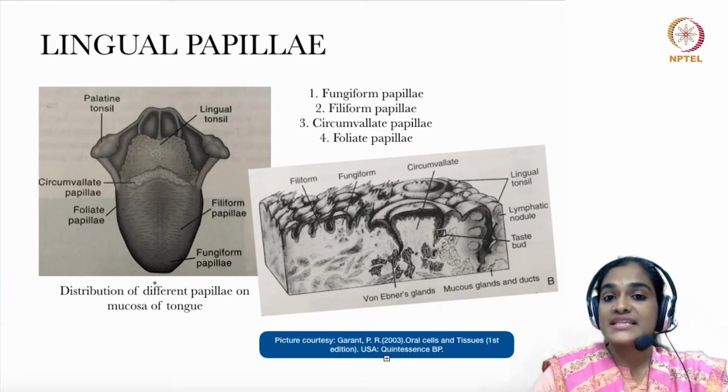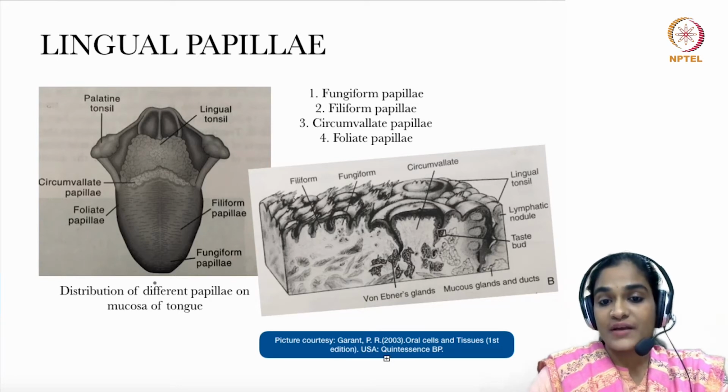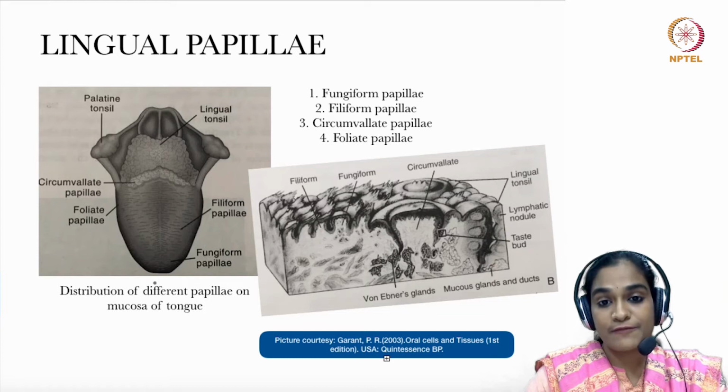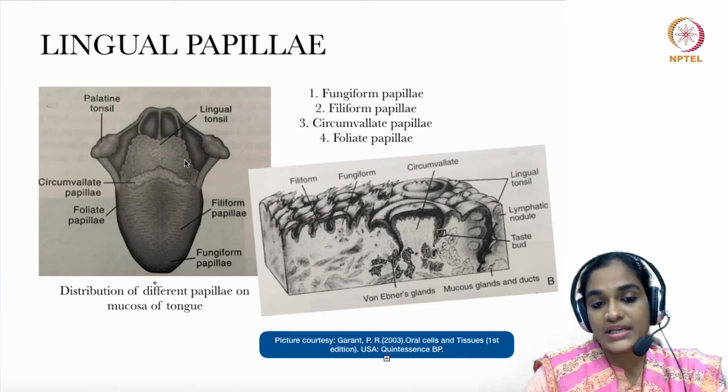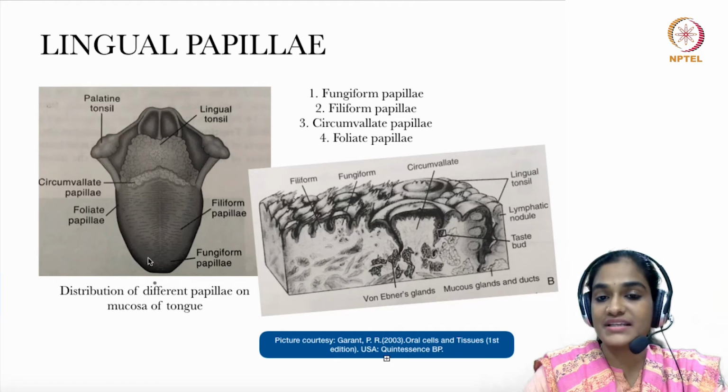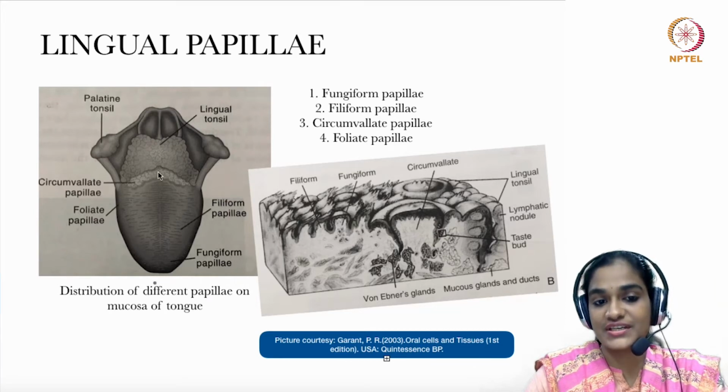There are various lingual papillae present on the tongue, which are the fungiform, filiform, circumvallate, and foliate papillae. Regarding their distribution, the anterior two-thirds has the filiform papillae, which are completely present in them. The fungiform papillae are mostly present at the tip of the tongue. The foliate papillae are present on the sides of the tongue, whereas the circumvallate papillae are arranged adjacent or anterior to the sulcus terminalis.